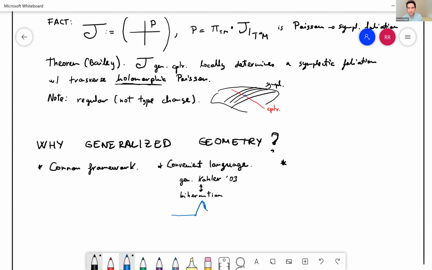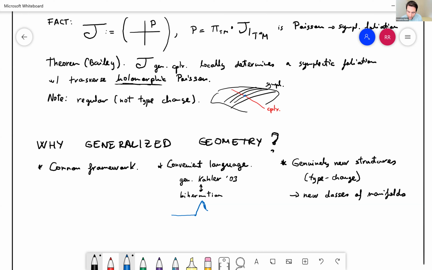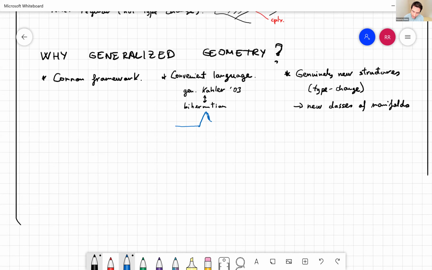And the third one, the one I like most, is genuinely new structures. Why? Because I have this type change, so now I can describe structures that were not there before. And it is not only naive mixing of two things, saying that of course it's a new structure when it's very close to complex, because any generalized complex is almost complex. The thing is that with these new structures, you also get new classes of manifolds. Let me use the example with which we started today to tell you how they can do that.